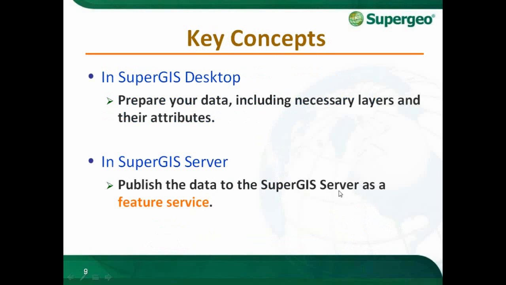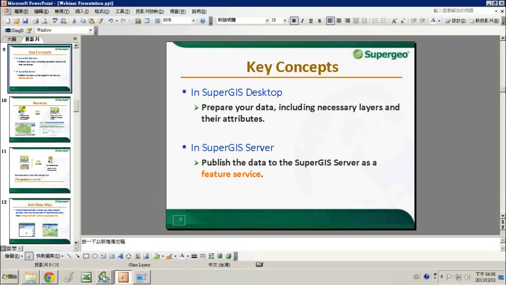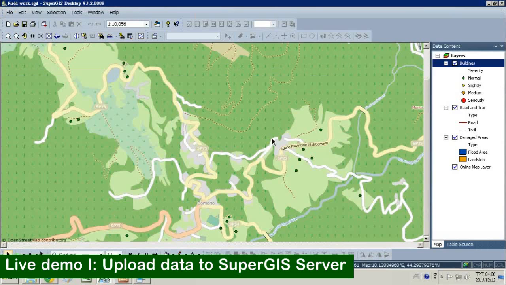Okay, now in the next section, what we're going to do in the SuperGIS desktop is to prepare our data, including the necessary layers and their attributes, and then we are going to upload this data to the SuperGIS server and publish it as a feature service, which is an editable service. So now let's go to SuperGIS desktop, and this is our data.